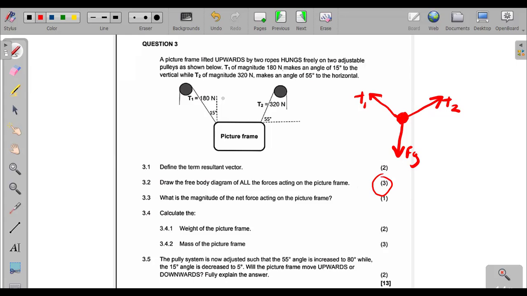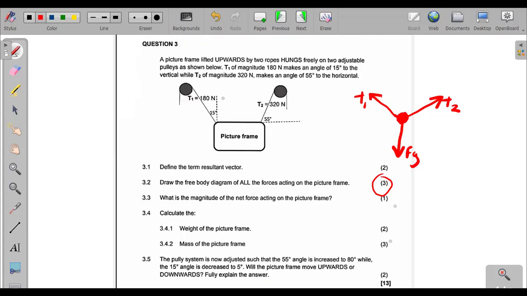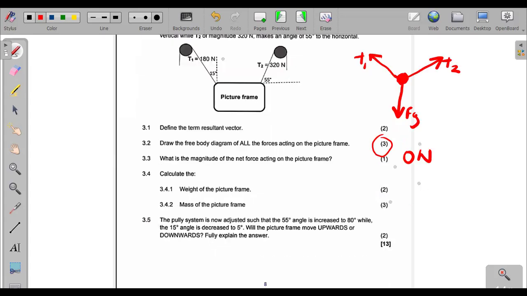3.3, what is the magnitude of the net force acting on the picture frame? We are being asked the magnitude of the net force. Apparently, it is 0. F net is equal to 0 as it hangs freely. So F net is equal to 0 Newton. That's our net force there. The next question is 3.4.1: calculate the weight of the picture frame.